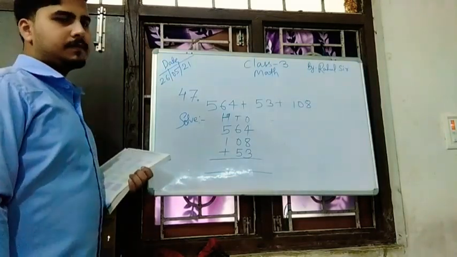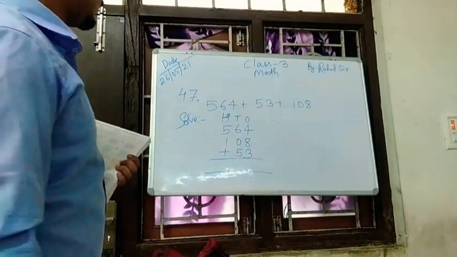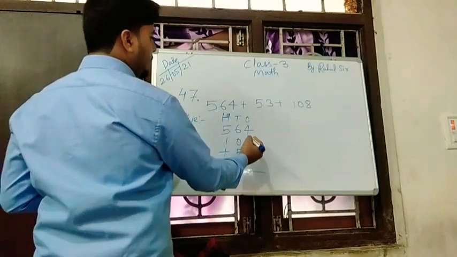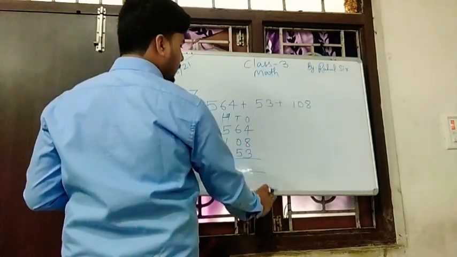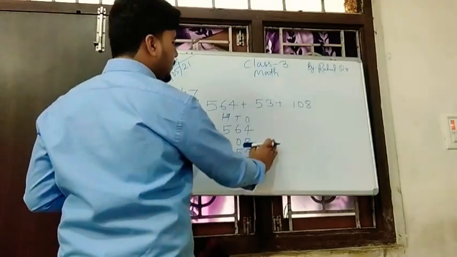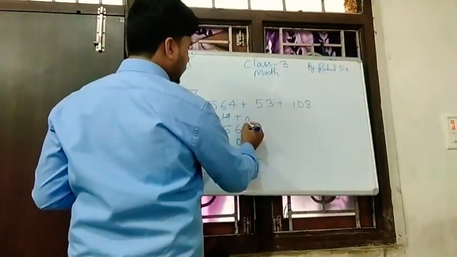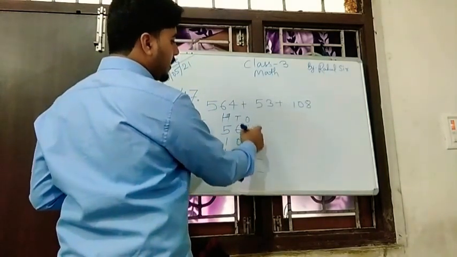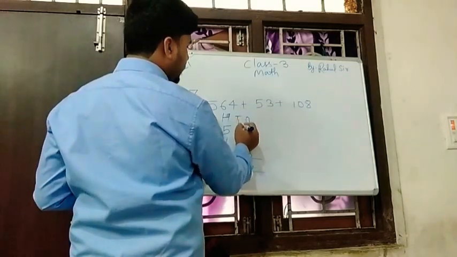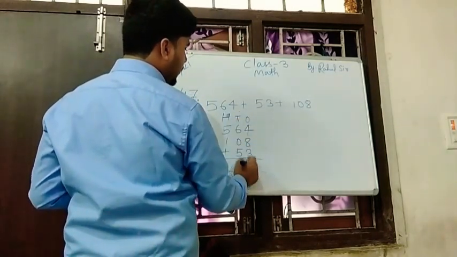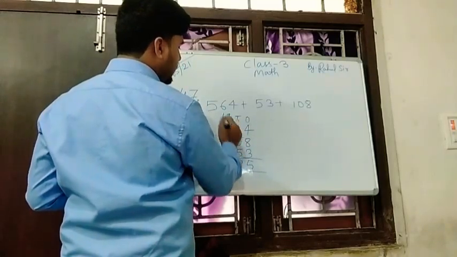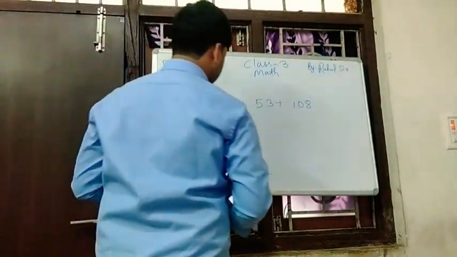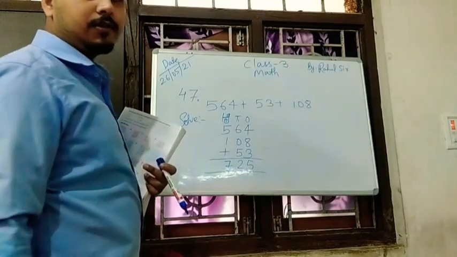Can you solve it yourself? If you are saying no, then just follow me. Right now I am going to solve it. 4 plus 3 is 7, plus 8 is 15, write 5 and carry 1. 1 plus 6 is 7, plus 5 is 12, write 2 and carry 1. 1 plus 5 plus 1 is 7. The answer is 725. Any doubt?